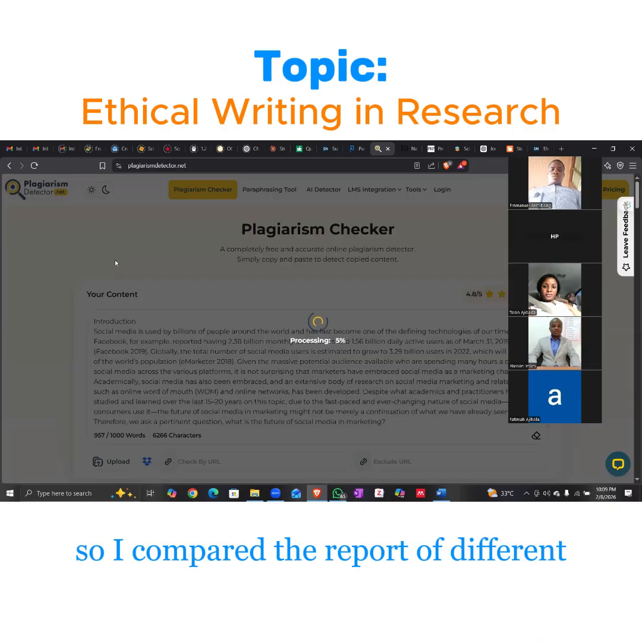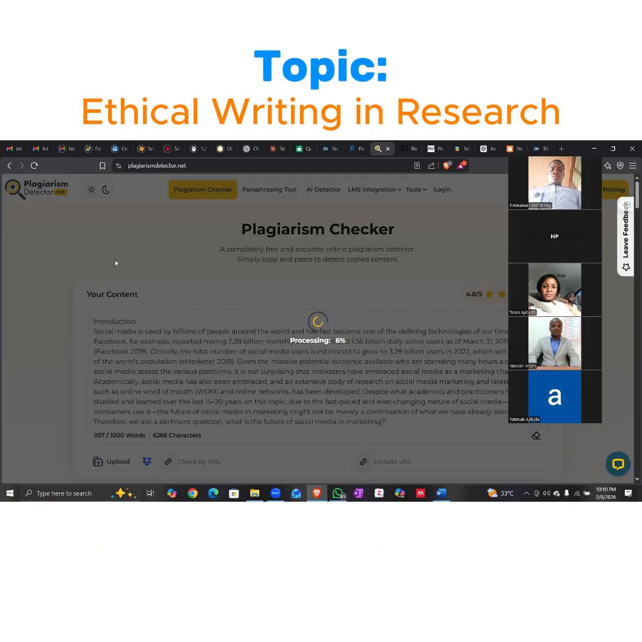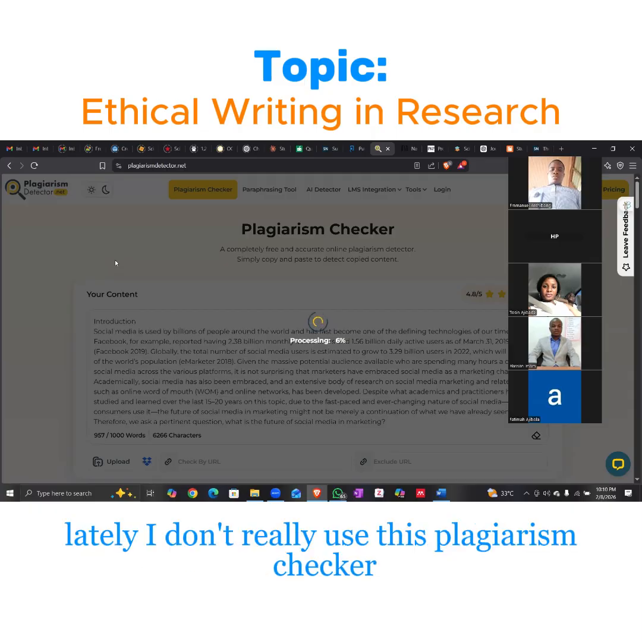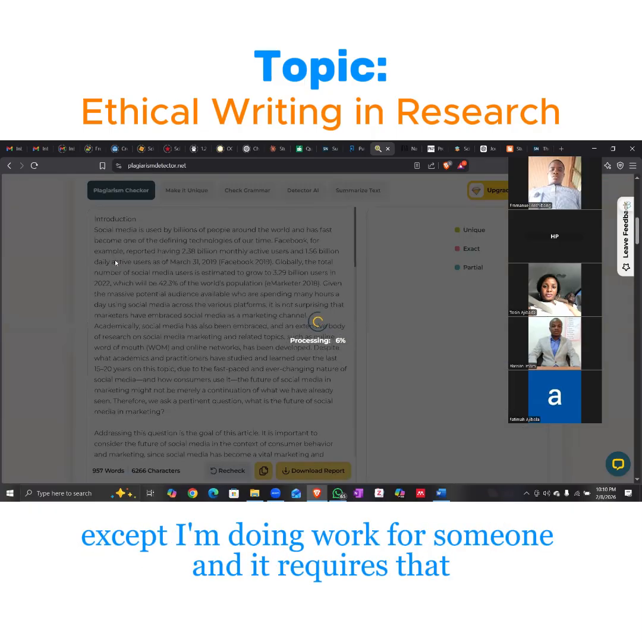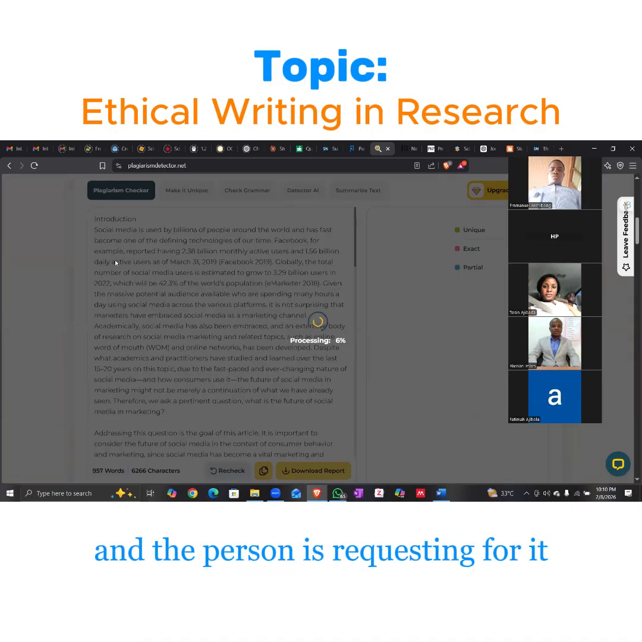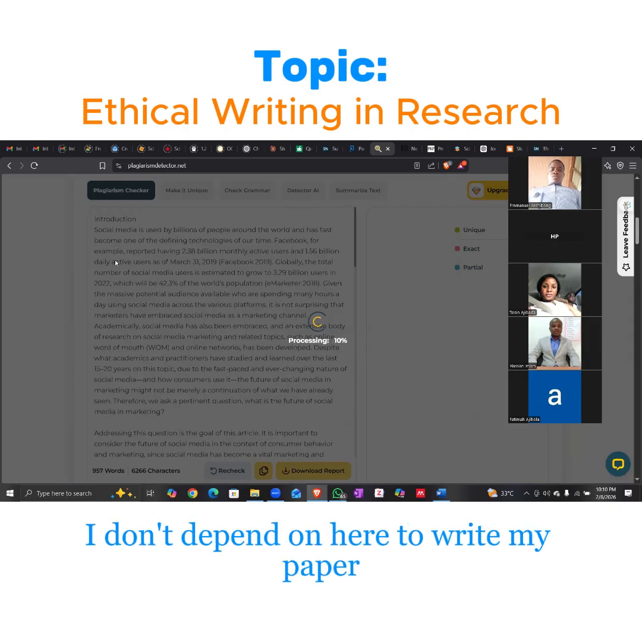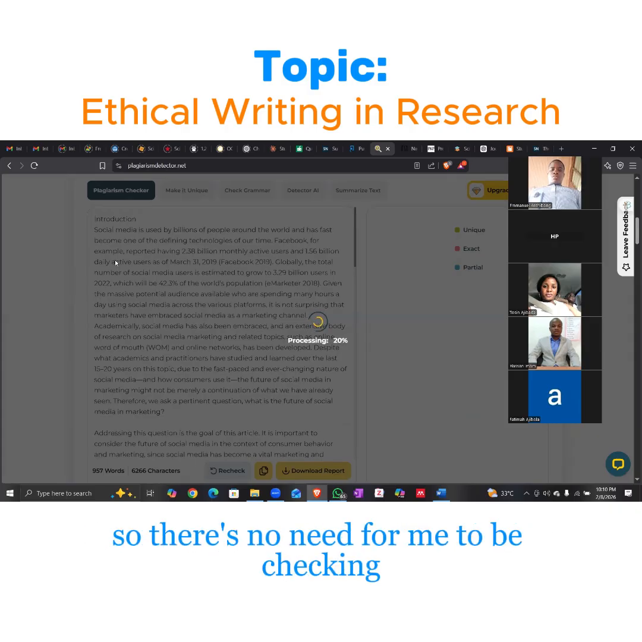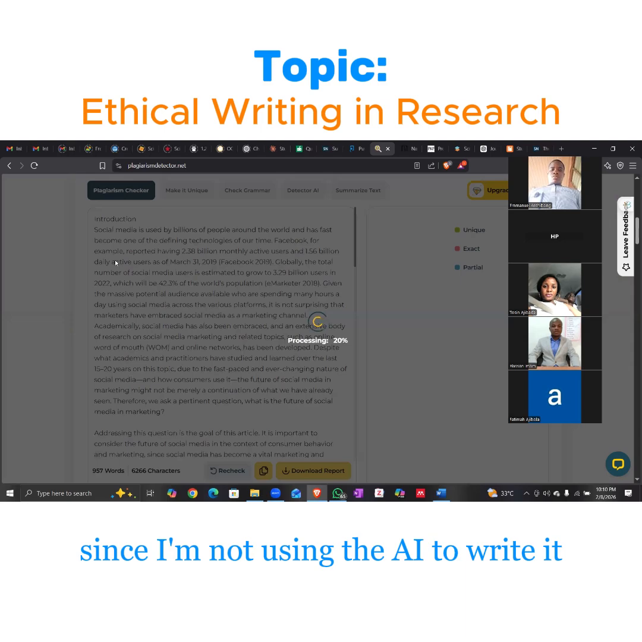So I compare the reports of different plagiarism checkers. And lately, I don't really use this plagiarism checker except when I'm doing work for someone and it requires that, and the person is requesting it. Because most of the work I do, I don't depend on AI to write my paper. So there's no need for me to be checking whether it is written with AI, since I'm not using AI to write it.